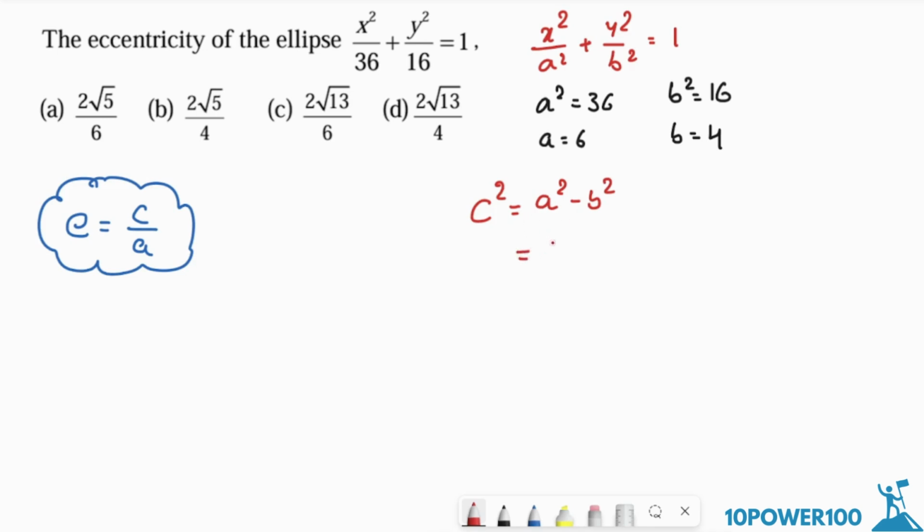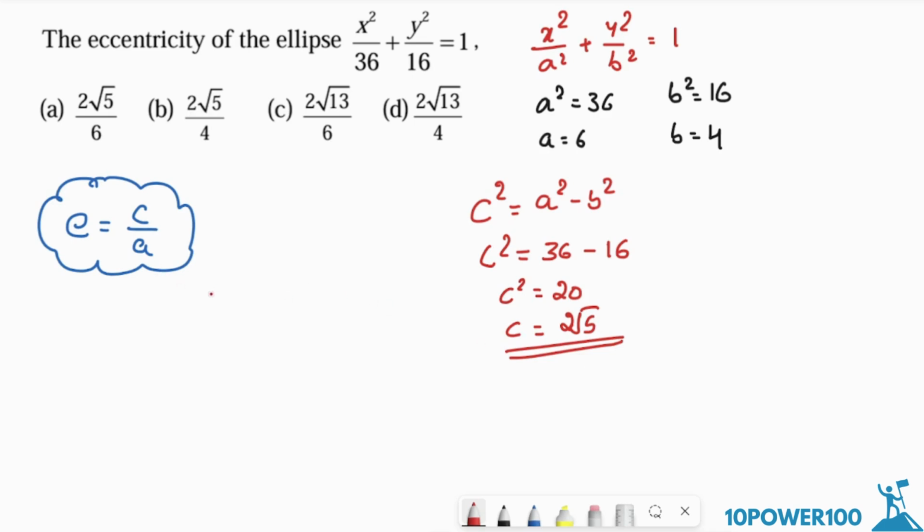Now you all know what c square is. It is 6 square, 36, minus b square, which is 16. So c square is equal to 36 minus 16, which is 20. If you find the root of that, we get, not 4 root 5, so it is 2 root 5, right? So c is equal to 2 root 5.